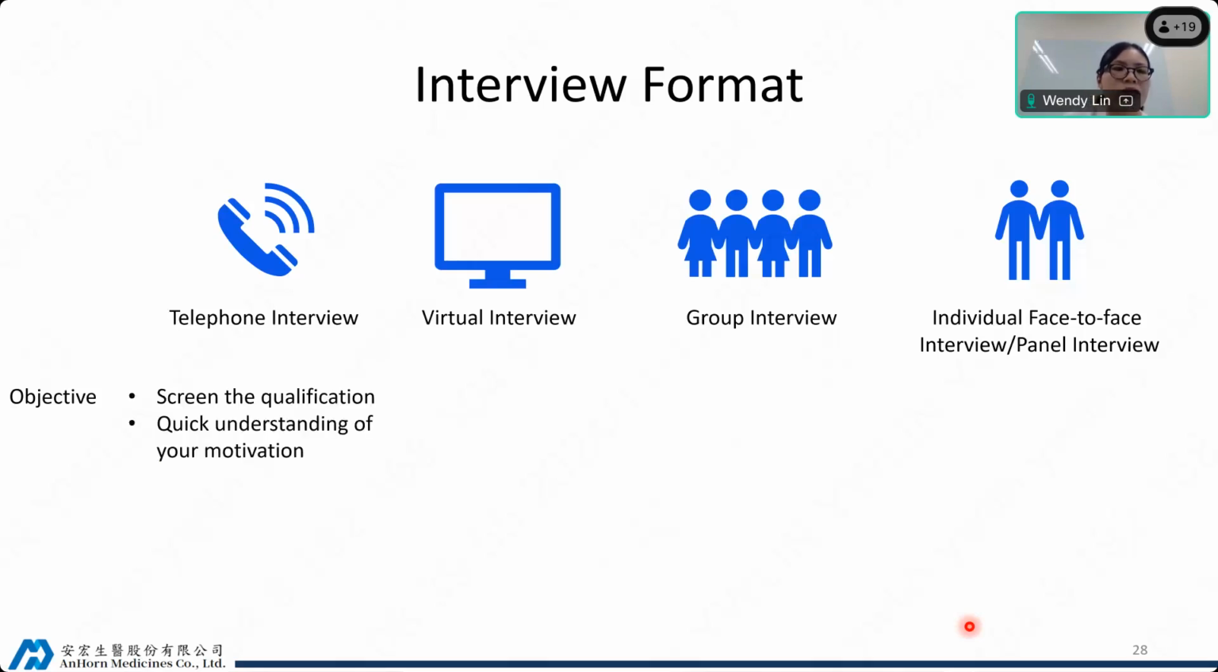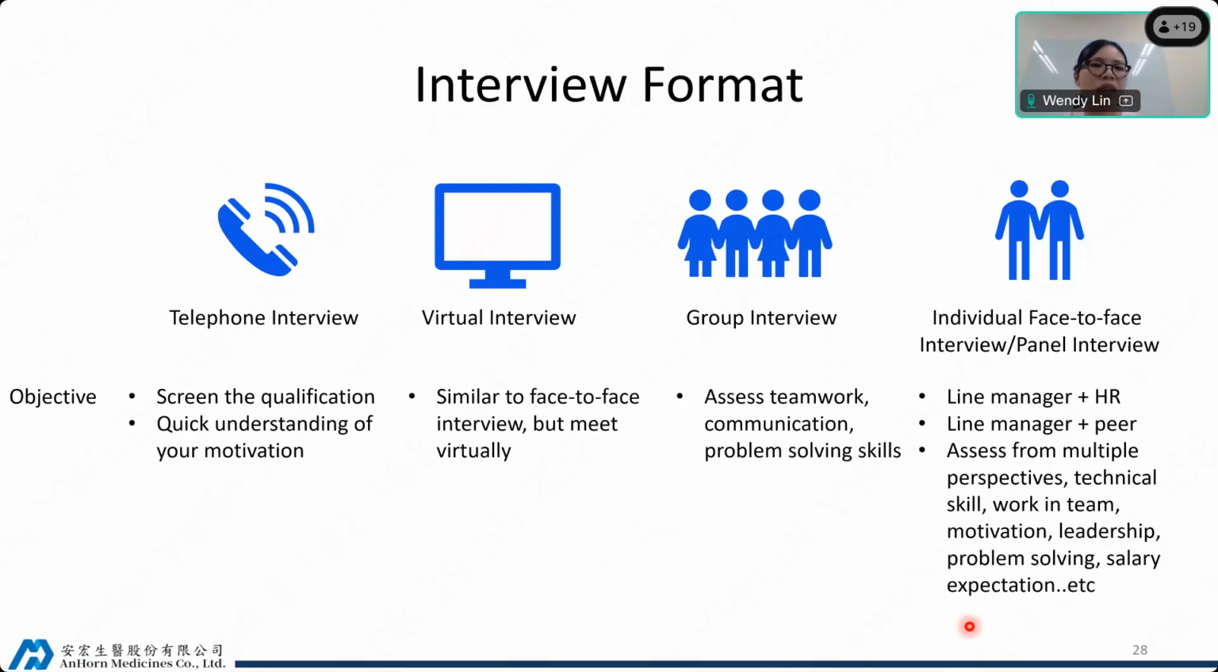There are different objectives for the different interview formats. If you receive a telephone interview, it's the first stage of the screening process, so usually you receive a call from the recruiter. It's a channel to quickly understand your technical skills, whether you are qualified for this position, and your motivation to apply for this job. And for the virtual interview, like I mentioned, it is very similar to the face-to-face interview, but you just meet the group of people virtually.